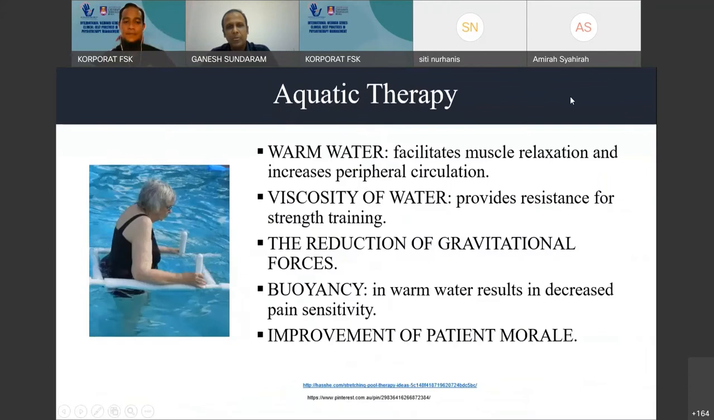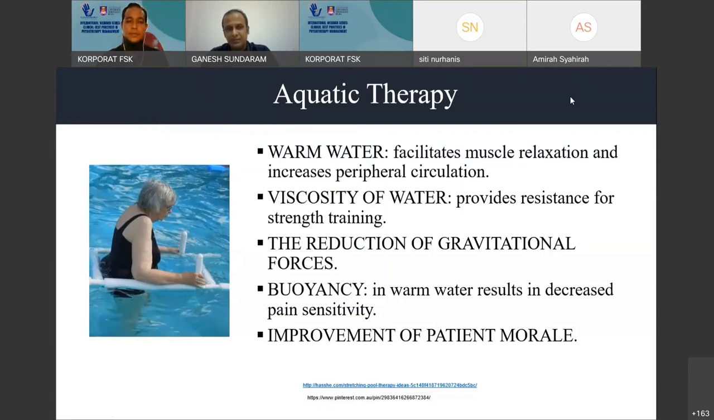Aquatic therapy is something with warm water, the viscosity of water, reduction of gravitational forces, buoyancy, that improves the patient's morale. At the same time, the therapist should be by the side of the patient to take care of the patient. Otherwise, they slip and fall off.